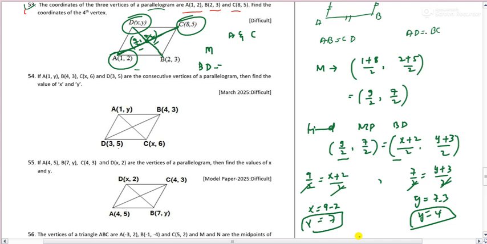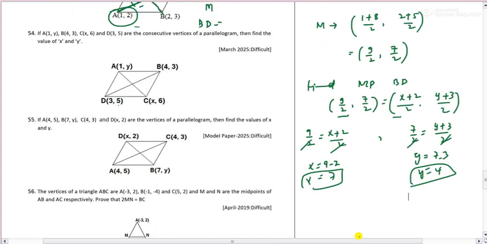Okay, sir. You can try now. Any doubt? No, sir. Okay, now look at 54 and 55. Both of these are similar to the previous question. Again, A, B, C, D is given. Find the value of each one. One data, if you look, A and D is given. Using that, you find the midpoint. Now using the midpoint, you can find C. Correct?